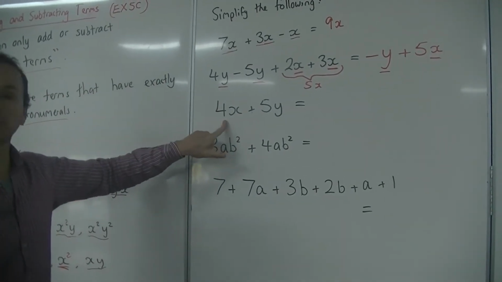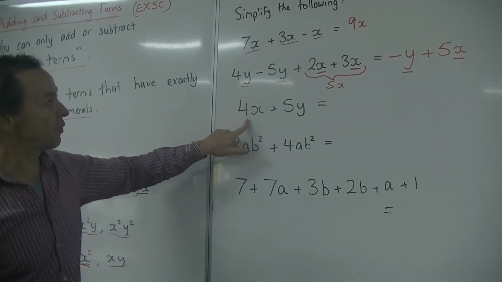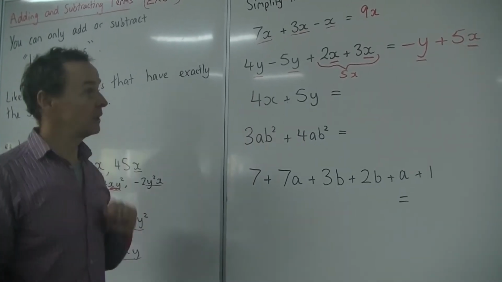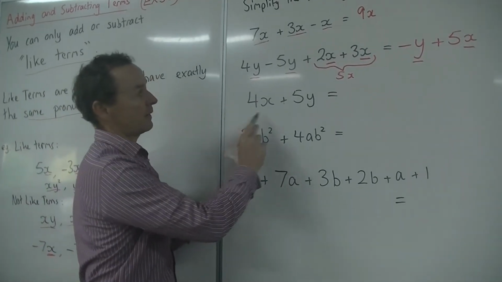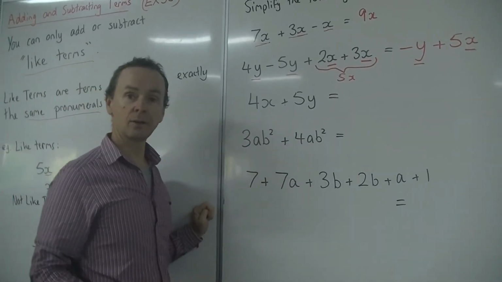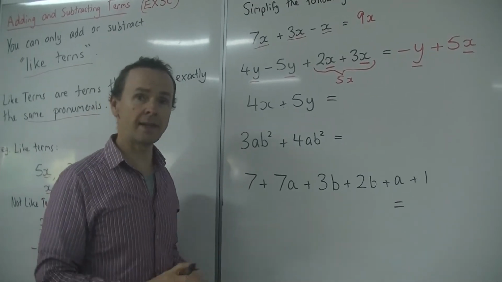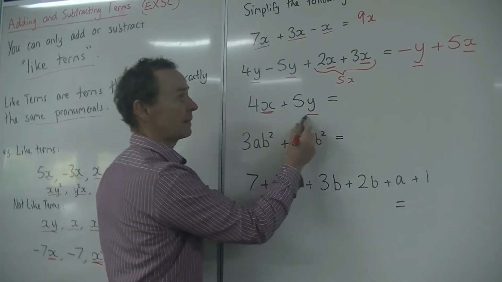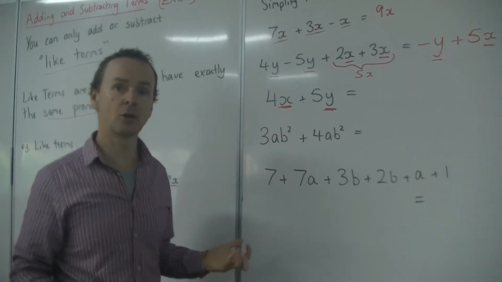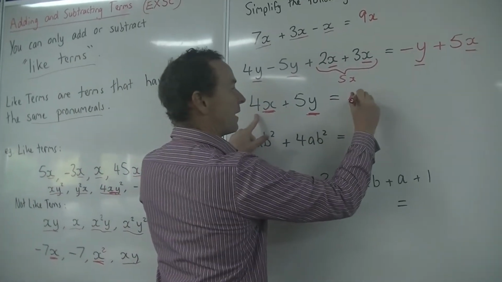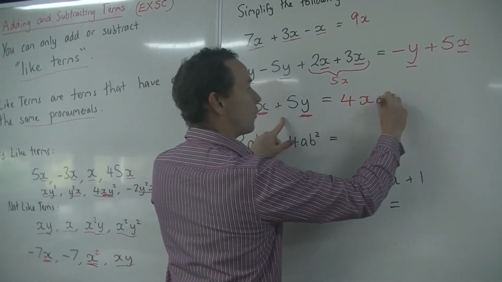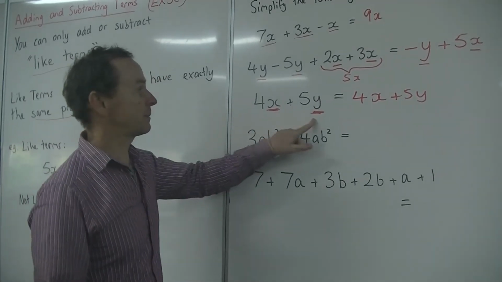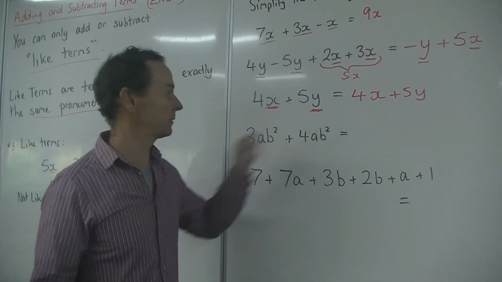You might get a trick question like this in a test. Simplify 4x plus 5y. Can you do it? You know what some people say? They say, oh, the answer is 9xy or something like that. I've never taught you that. That is not a rule. Are these like terms? That's an x term, that's a y term. The answer is no, they're not the same. So to simplify that, you cannot do it. The answer is 4x plus 5y. That was a trick question. You cannot simplify them because they are not like terms.